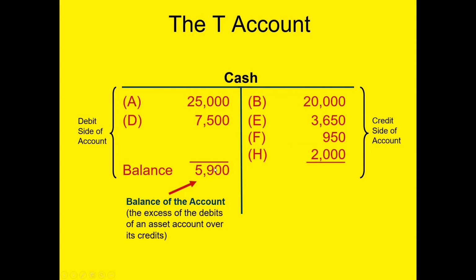Then as you see, after we add up all of our debits and all of our credits, we have a balance of 5,900. That's what we would call the balance of the account, okay? With this account, we increase on the debit side and decrease on the credit side. All of our accounts are not like that. That's why it's important for you to learn the normal balance of accounts.